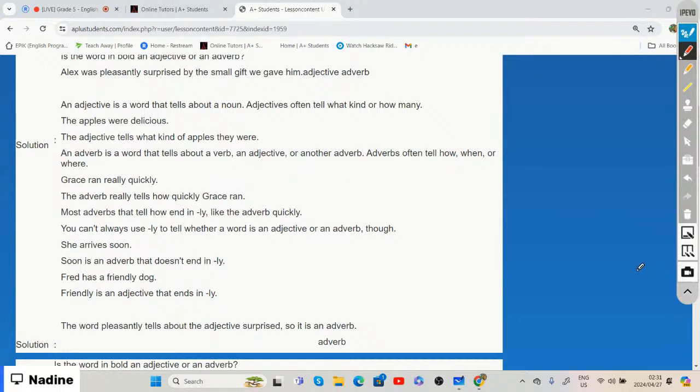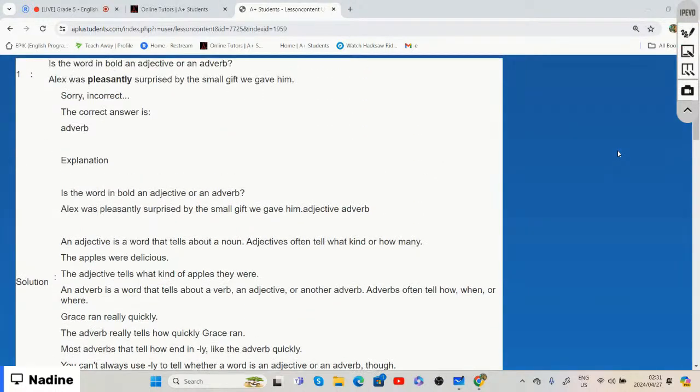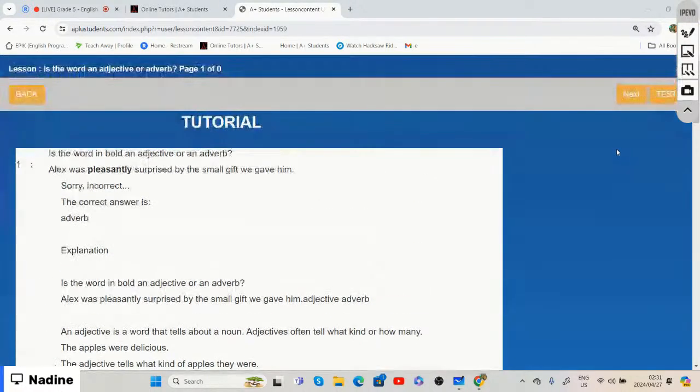So an adverb usually ends with ly. An adjective usually does not have an ly unless it's a word like friendly. All right, look at this sentence: Alex was pleasantly surprised by the small gift we gave him. Pleasantly surprised. So the word pleasantly, is that an adjective or an adverb? Think of an adverb that tells us how.